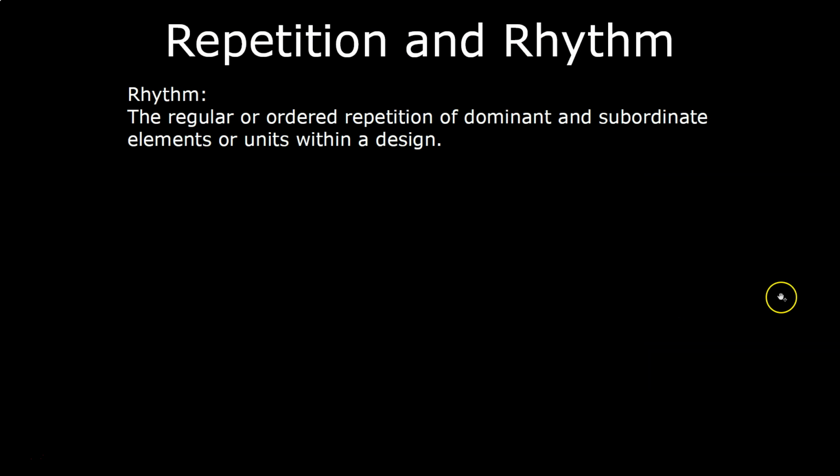This idea of pattern is dependent on the idea of repetition and rhythm. Rhythm is just a regular or ordered repetition of dominant and subordinate elements within a design. So what we mean by that is like evenly spaced units. You can see that in this painting by Giacomo Balla, The Hand of the Violinist. Each one of the brush strokes is basically the same size and they're evenly placed. So that creates a sense of time and rhythm marching on. Obviously, this painting is about music and rhythm. It's The Hand of the Violinist.